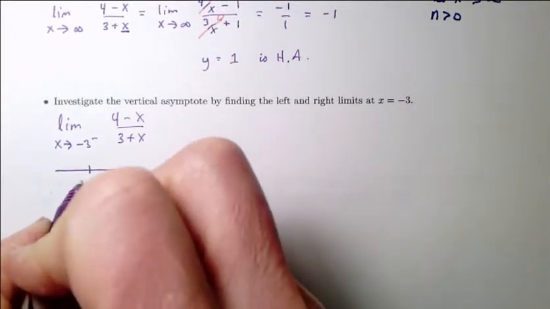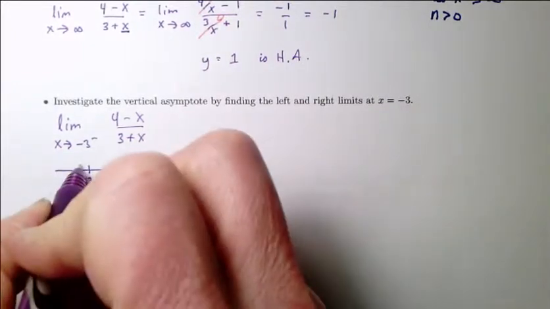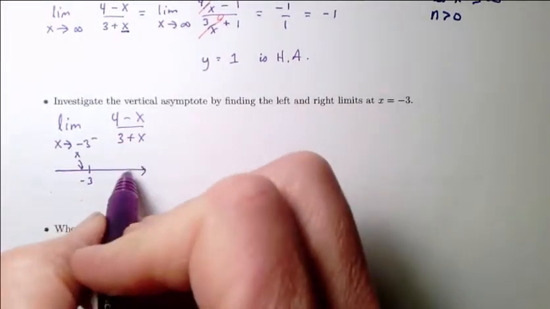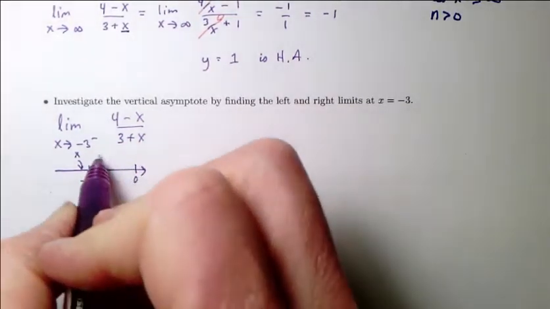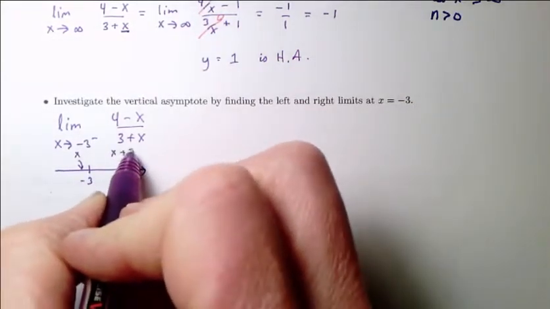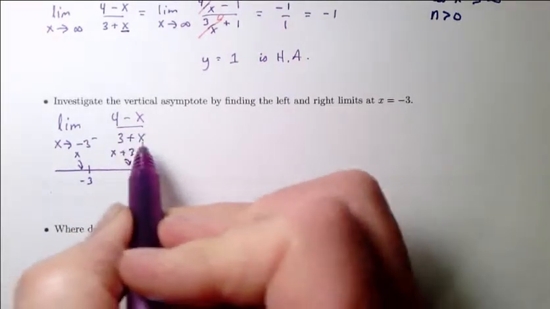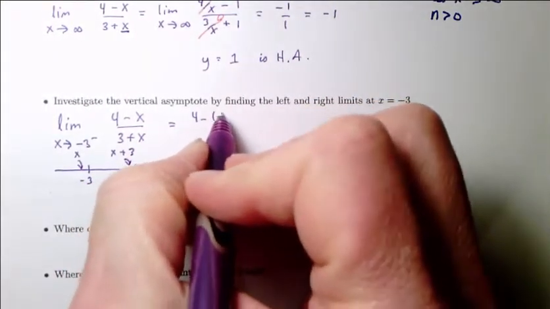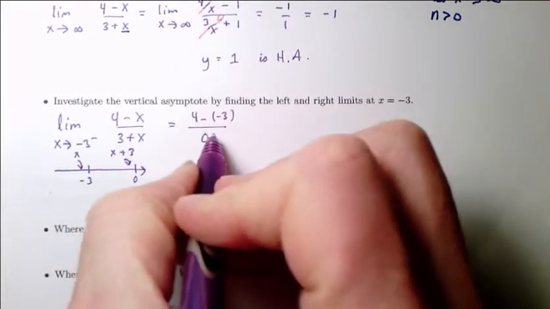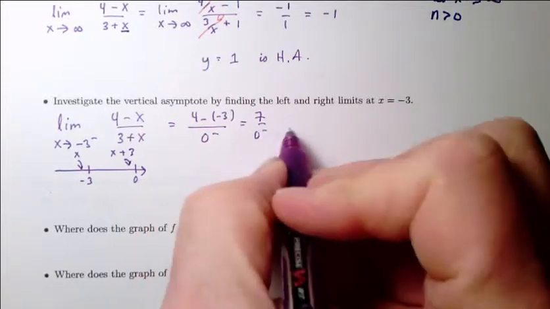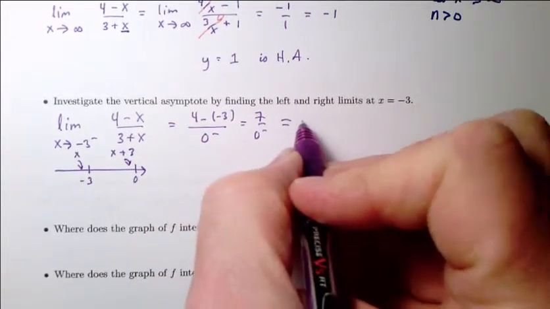So if we're a little to the left of -3, so x is in here, and we add 3 to that number, then we're going to be a little to the left of 0. So the denominator here is a small negative number. So we'll write this as 4 minus -3 over a very small negative number, 7 over a small negative. That tends to minus infinity.